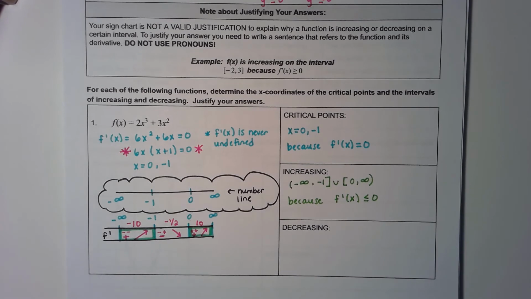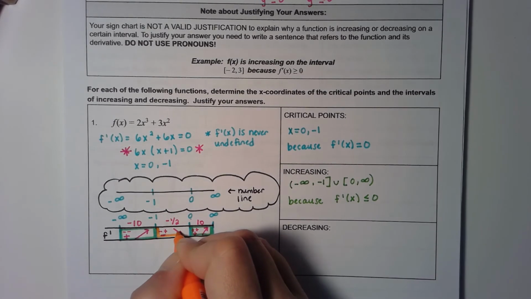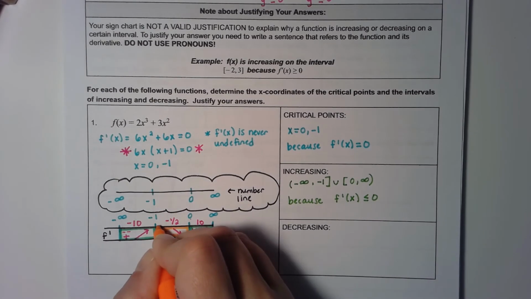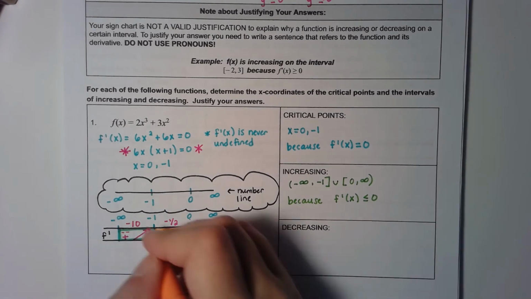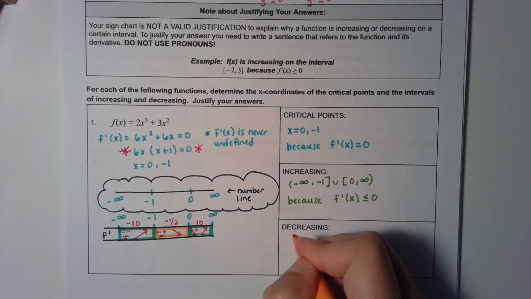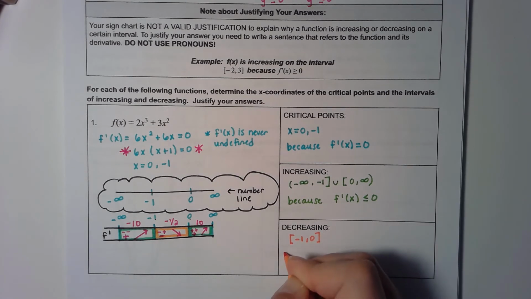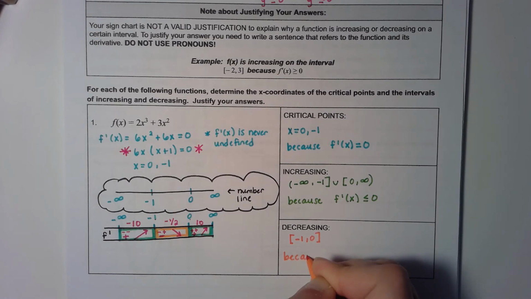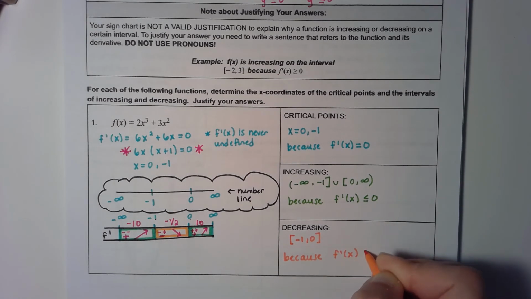Last but not least, we want to find the sections of the graph that are decreasing. Now, decreasing is going to be downhill. So that's going to be this middle section right here where we got a negative number when we evaluated. So this decreasing section would go from negative 1 to 0. And we would say because f prime of x is less than or equal to 0.